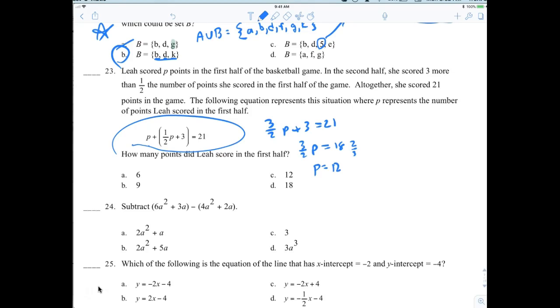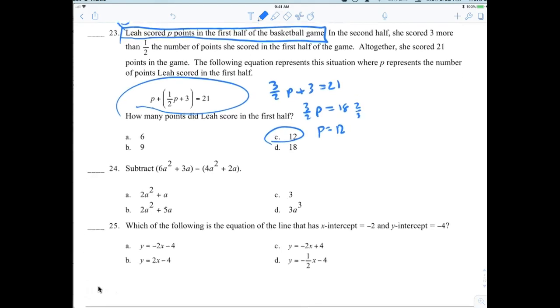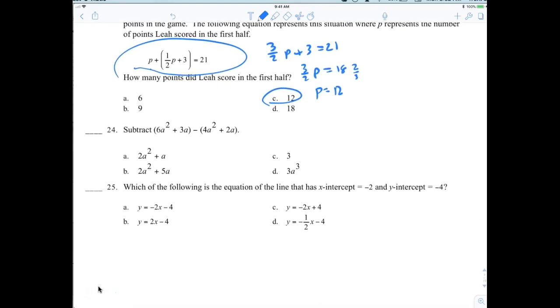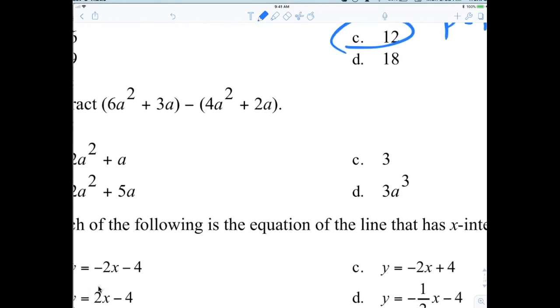All right, and now I verify what is actually P. Is the first half, all right, which is what we're looking for. All right, so the correct answer was C. Everybody good? All right, so question number 24, subtraction. Agreed? So again, you just have to remember to distribute the negative. So I tell kids plus and circle it, minus and circle it, minus and circle it. That way I know I've done what? Changed the signs.